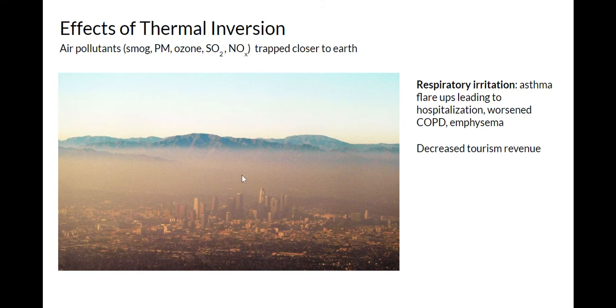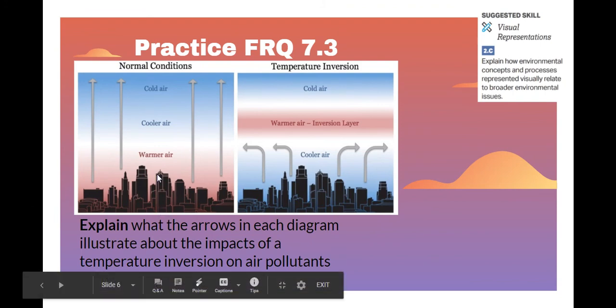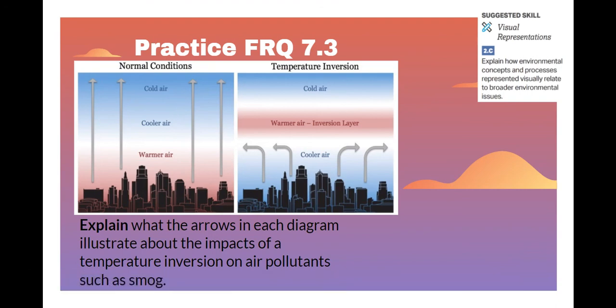Decreased tourism, who wants to come here and visit when it looks like this? Decreased photosynthesis because the light can't get down to the plants. So the practice FRQ for this is, can you explain what the arrows in each diagram illustrate about the impacts of a temperature inversion on air pollutants such as smog?